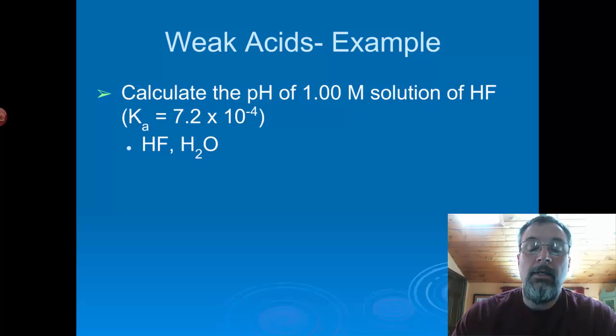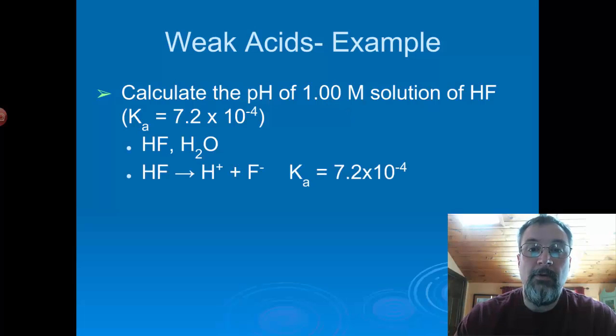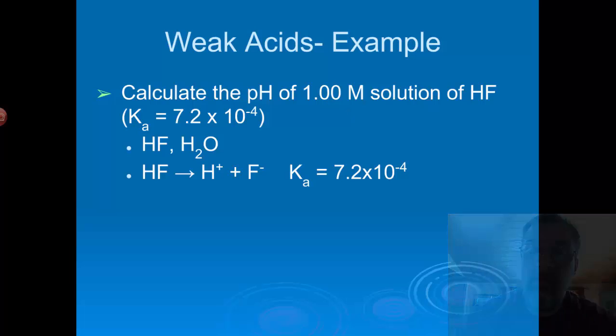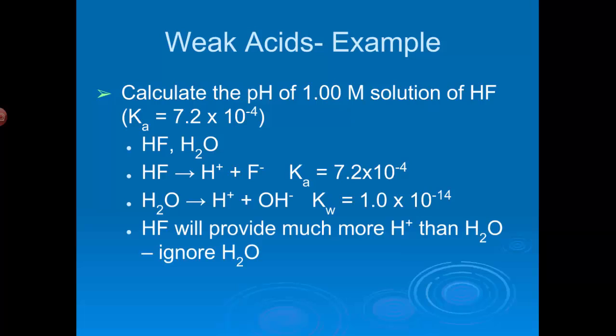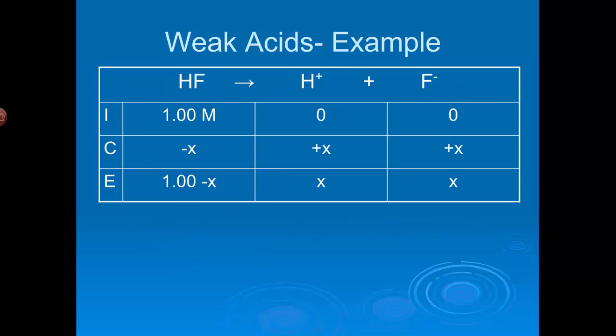All right. The two species that can provide H+ ions are HF and H2O. HF can form H+ and F-. H2O can form H+ and OH-. The value of Ka is 7.2 times 10 to the minus 4th. That's a very small value. And if you think about it, water's Kw is 1.0 times 10 to the minus 14th. Given these two numbers, it's pretty clear that water is not going to provide a whole lot of H+ in this example. It's going to be the HF that gives the H+. So I'm going to ignore the water's contribution.